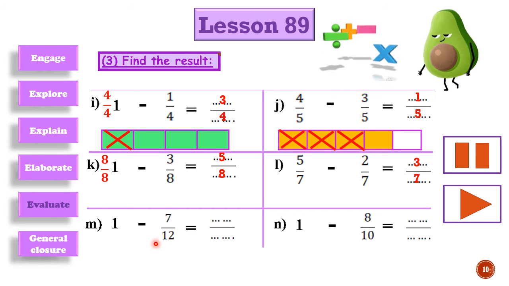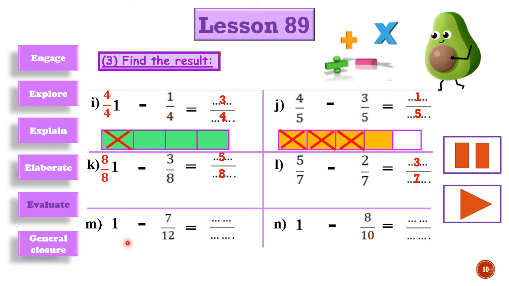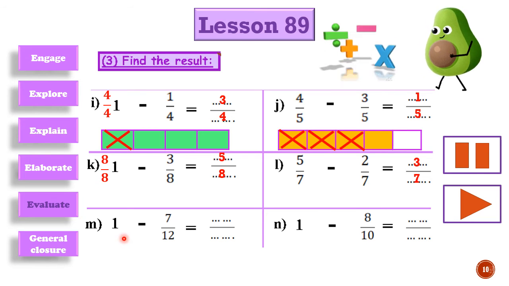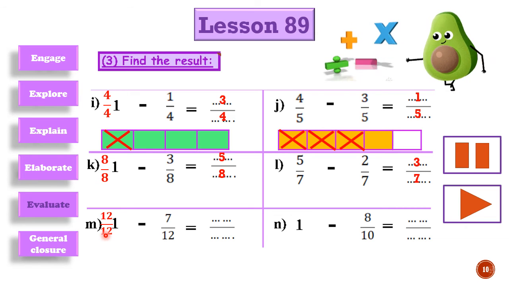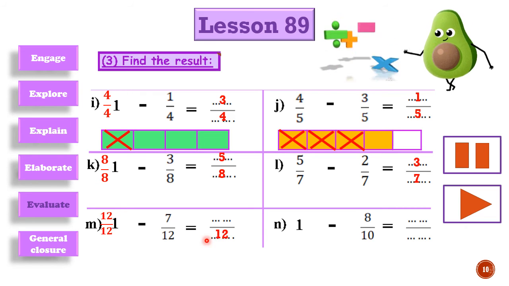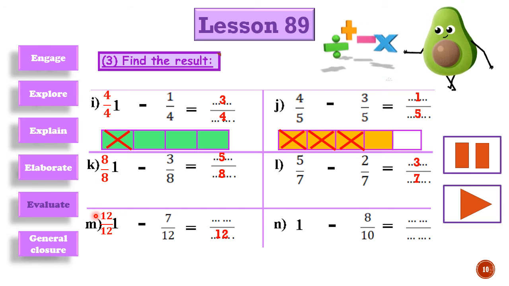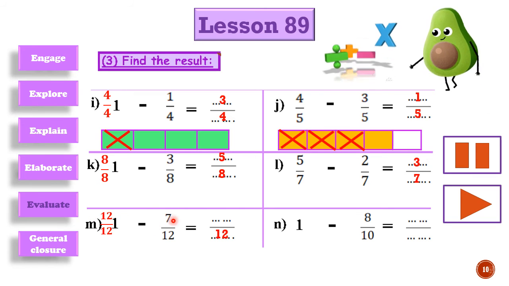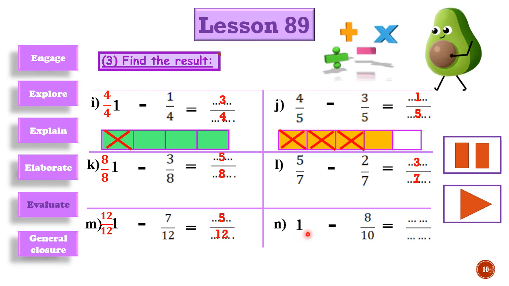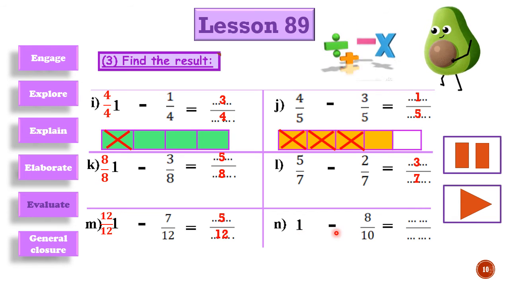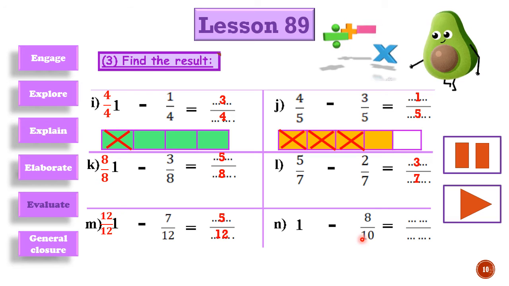Here we put this one in the shape of a fraction, as the denominator says. It will be 12 twelfths. Good job. The same denominator, 12 minus 7 equals 5. 5 twelfths. Excellent. Here we have 1 minus 8 tenths.